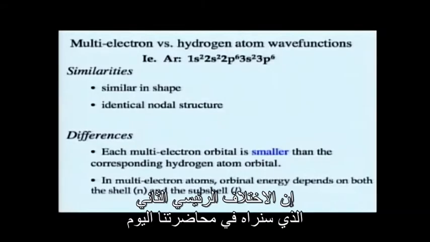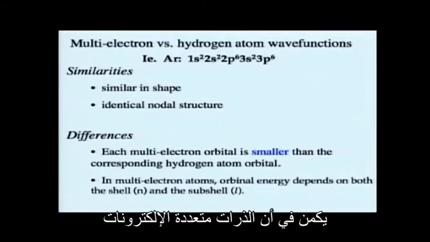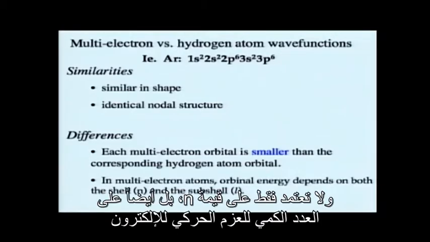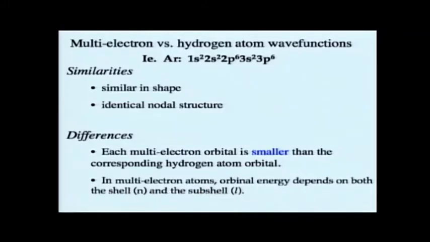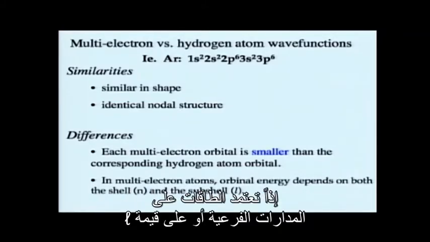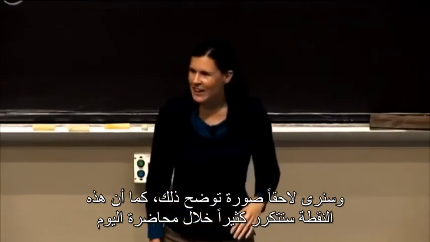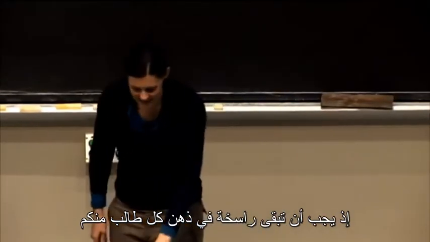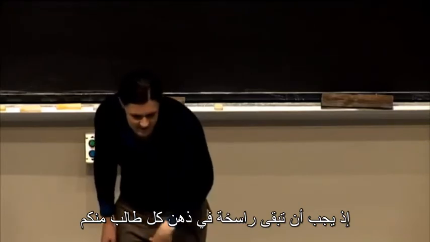The other main difference that we're really going to get to today is that in multi-electron atoms, orbital energies depend not just on the shell, which is what we saw before, not just on the value of n, but also on the angular momentum quantum number. So they also depend on the subshell, or l. And we'll really get to see a picture of that, and I'll be repeating that again and again today because this is something I really want everyone to get firmly into their heads.